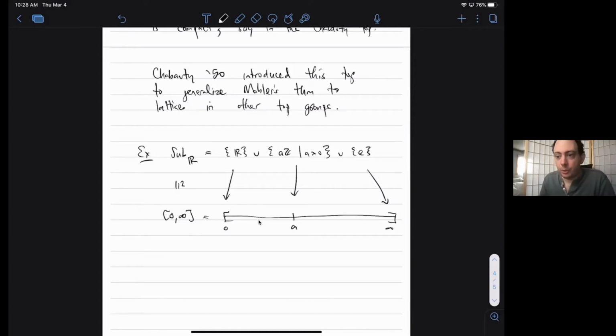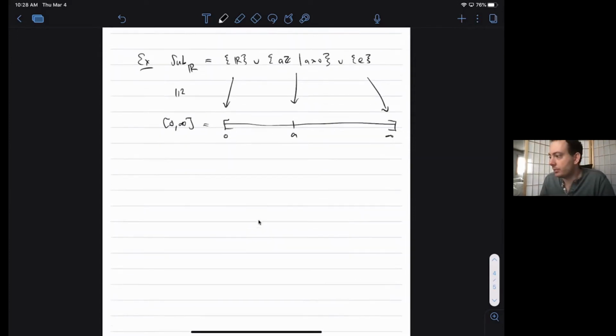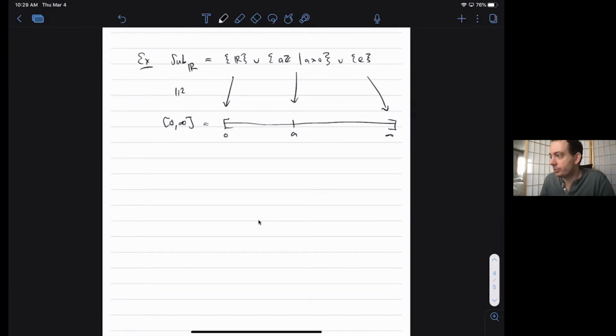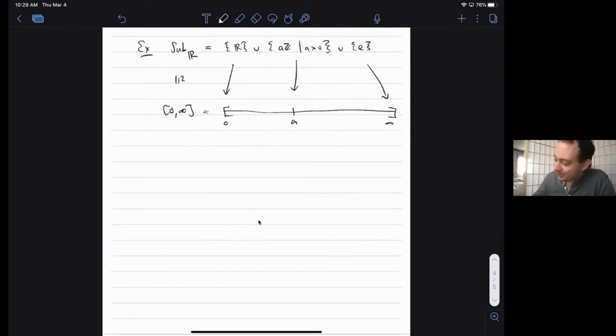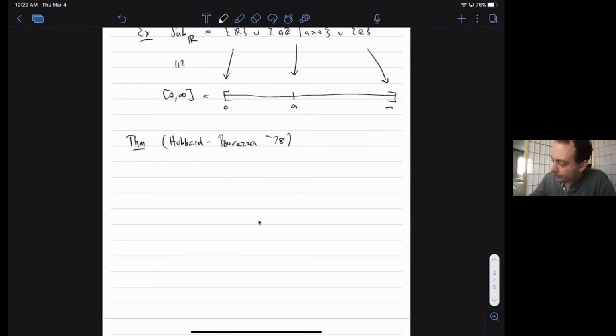All right, so this example might make you think that the structure of sub G is not very complicated. But there's this lovely theorem that says that even if you just go up one dimension and talk about R2 instead of R, then you get interesting topology. This is a theorem of Hubbard and Borezza in '78. They prove that sub R2 is homeomorphic to the 4 sphere.